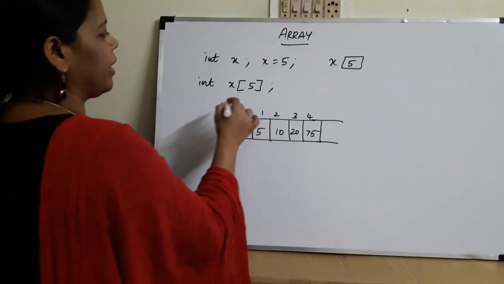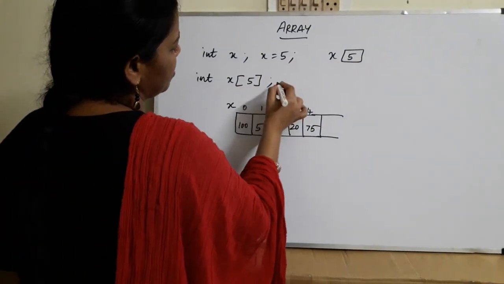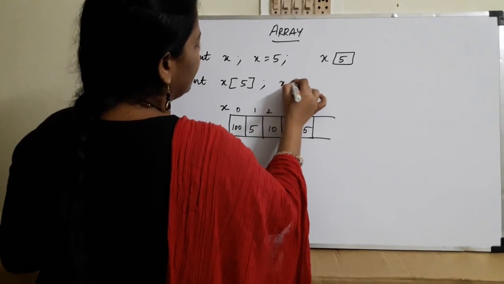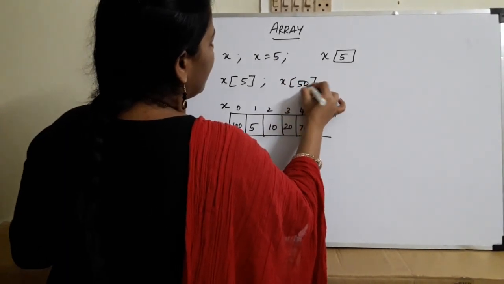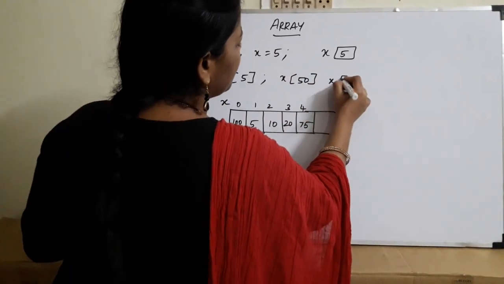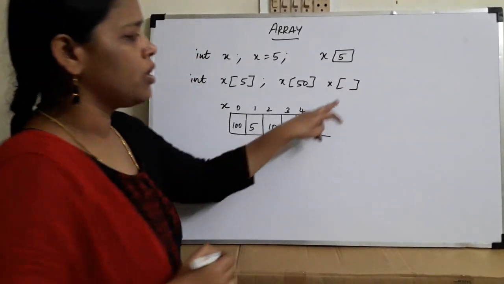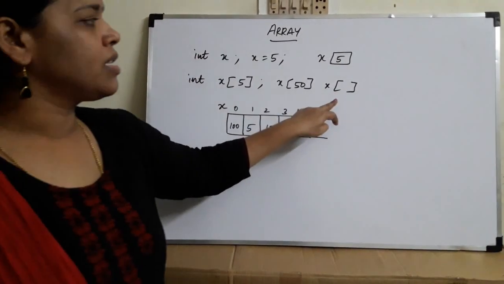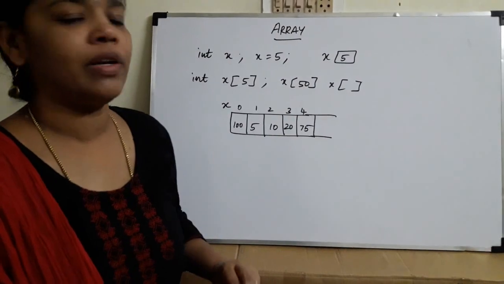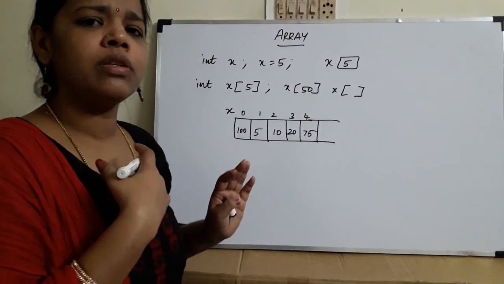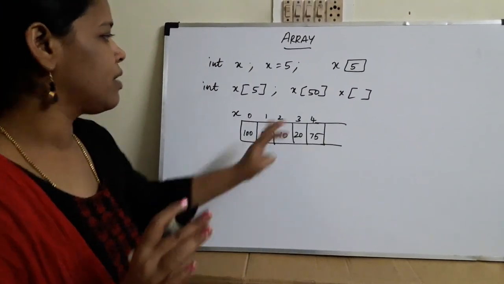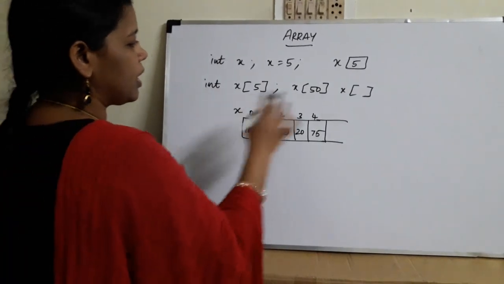Within the square bracket you can put 50 also, and then 500, anything. If you don't know how many elements you are storing, you can give an empty bracket. This indicates you can store n number of values. It is not a limited one. You can store n number of values in that particular array. So that is the concept here.